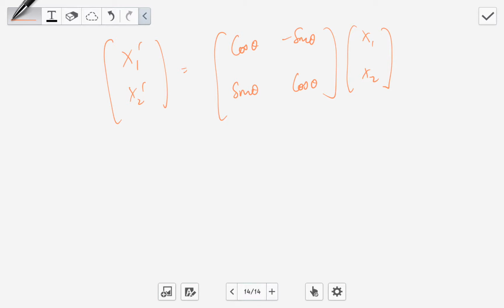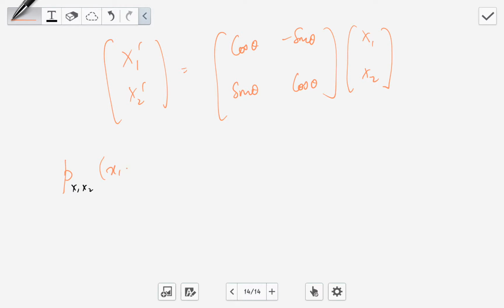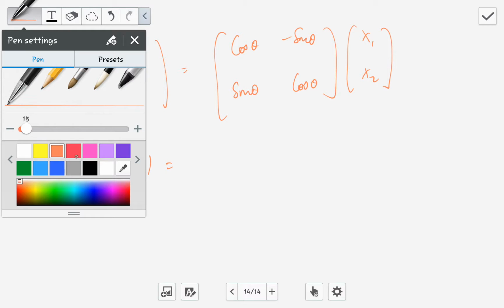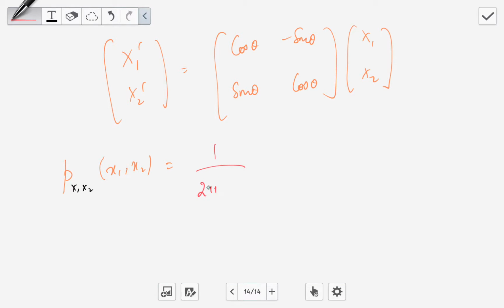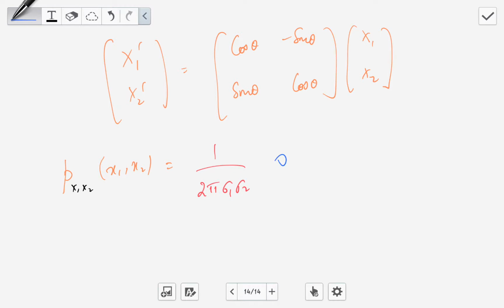Isn't it? Yes. Now let us observe this. Let us see what change will the new p(x1, x2) be. We write p(x1, x2) in terms of x1 and x2. This is 1 by 2 pi sigma 1 sigma 2 times e power minus x1 squared by sigma 1 squared plus x2 squared by sigma 2 squared.